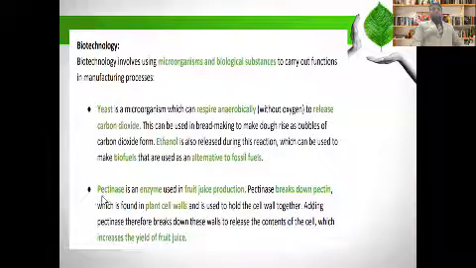Another use: pectinase is an enzyme used in fruit juice production. Pectinase breaks down pectin, which is found in plant cell walls and is used to hold the cell wall together. Adding the pectinase therefore breaks down these walls to release the contents of the cell, which increases the yield of fruit juice.